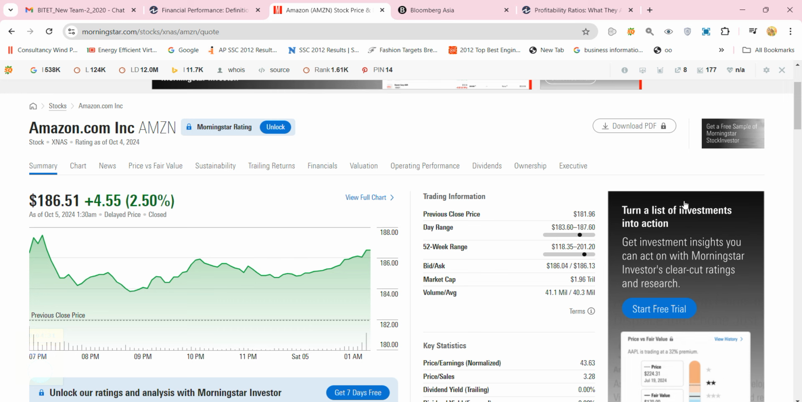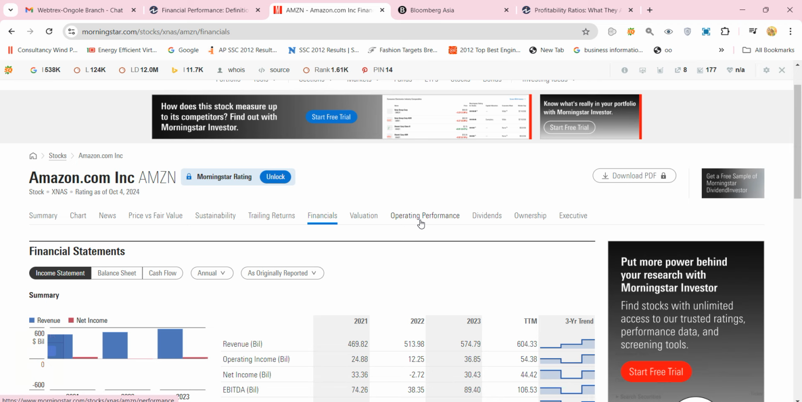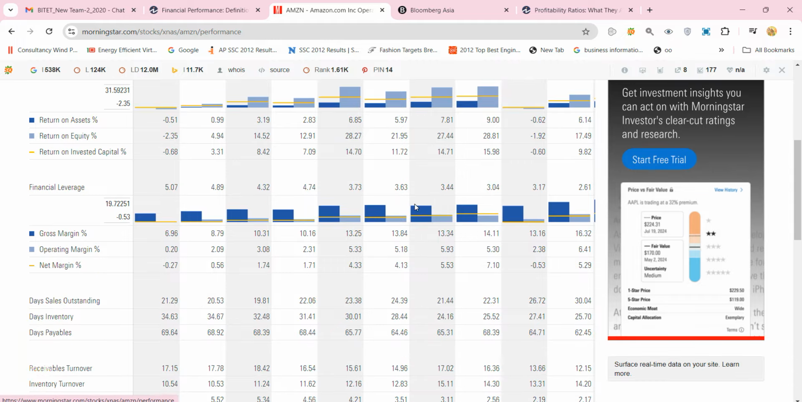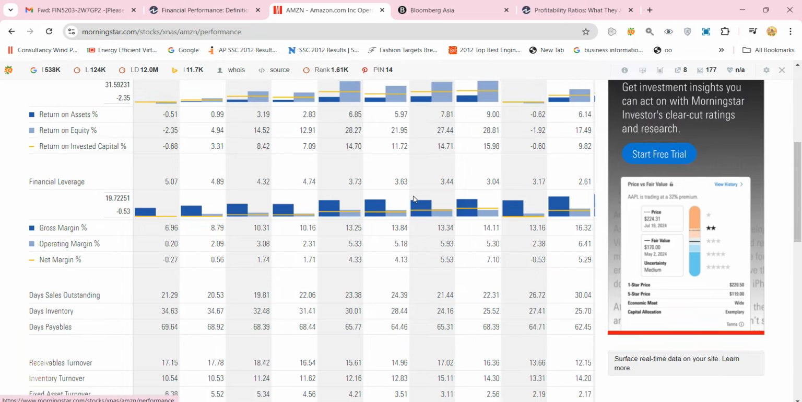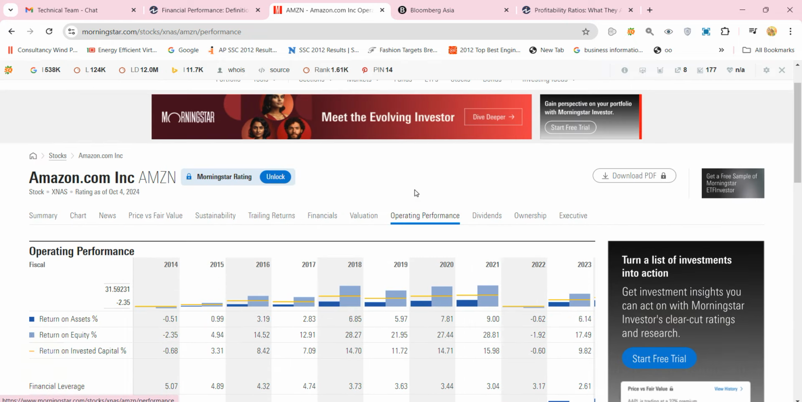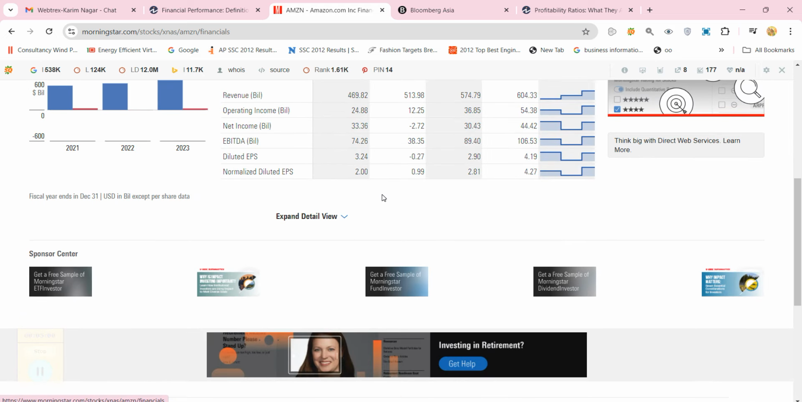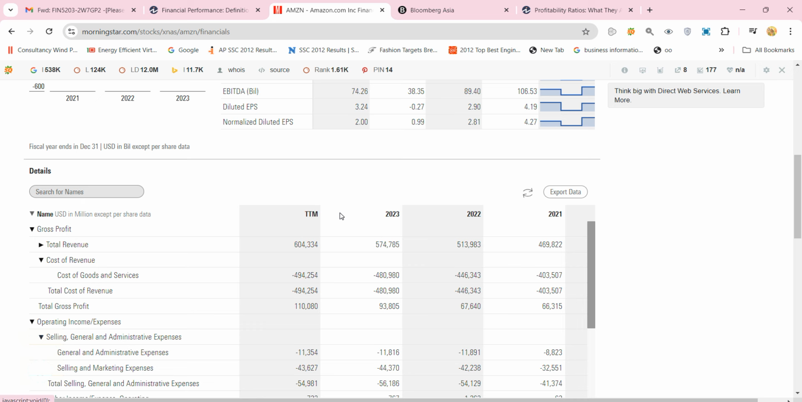Under that, click on financials. Here it is, financials. Just click on financials. You can see different data. Under operating profit also, you can see several financial analysis related data. These are some of the important information related to your company. However, we will be calculating things from financials. Just click on financials, go down and click on expand detail view. You will get different data.